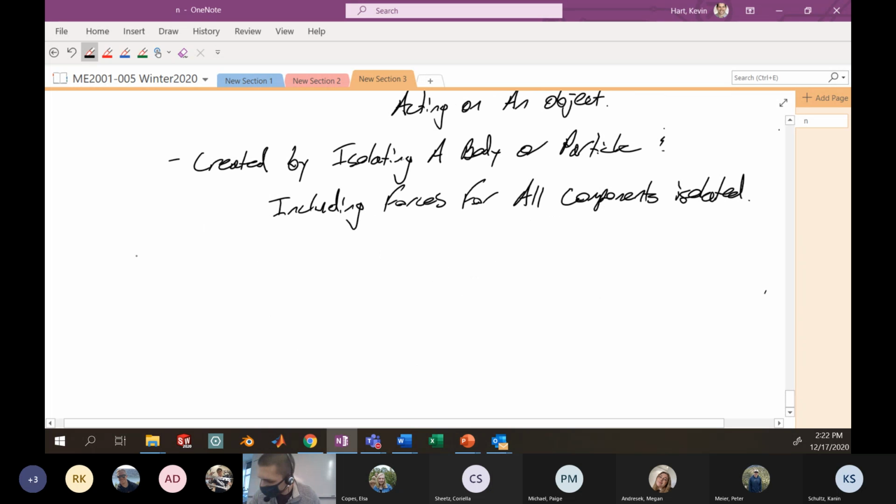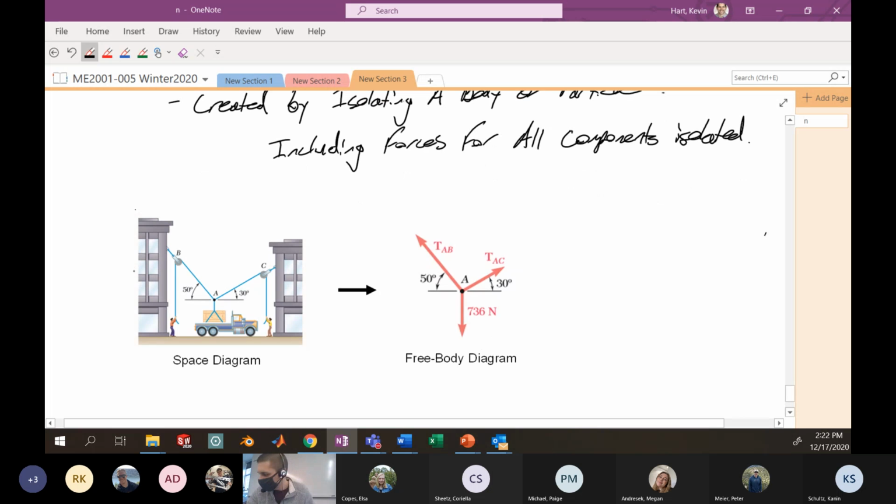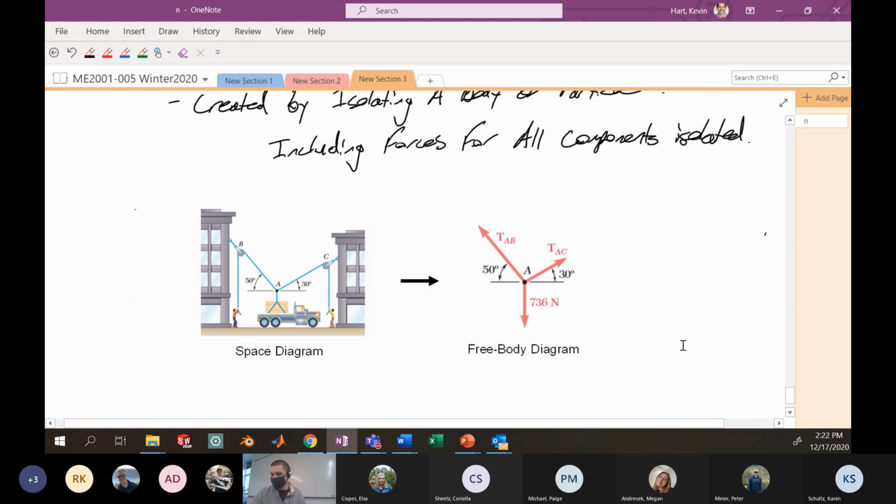So I had this series of images from the notes when we first discussed free body diagrams, and I particularly like this set of images because it basically brings home everything that I want to say about this. You've got some space diagram, some situation of real life that might be happening. These two guys are hoisting a crate off the back of this truck, and you want to know some information about what's going on with these particular ropes.